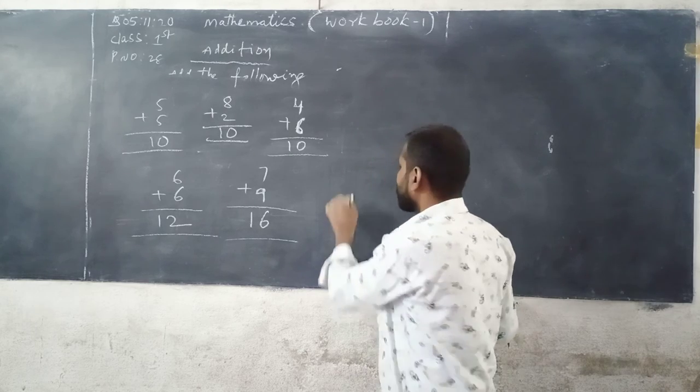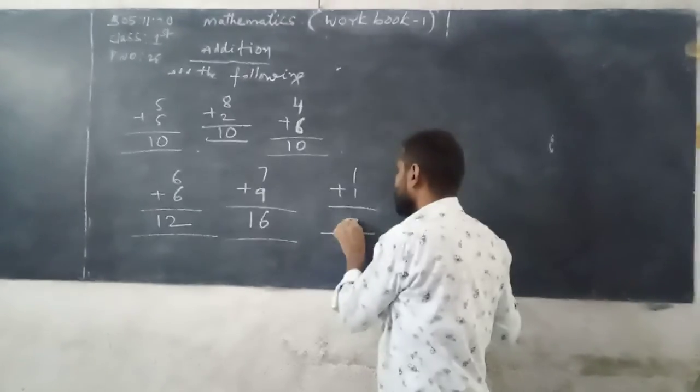Next, 1 plus 1, very simple. 1 is added to 1, you get 2. 1 plus 1, 2.